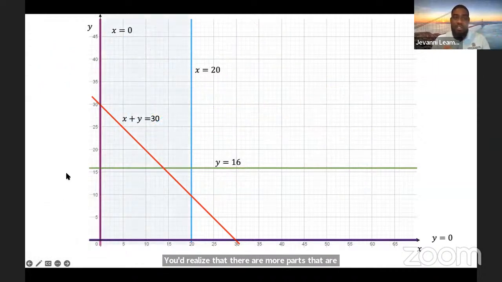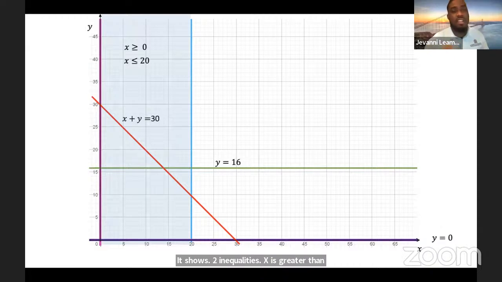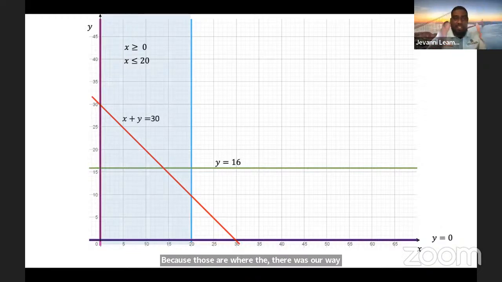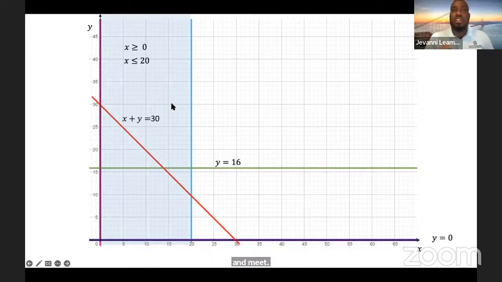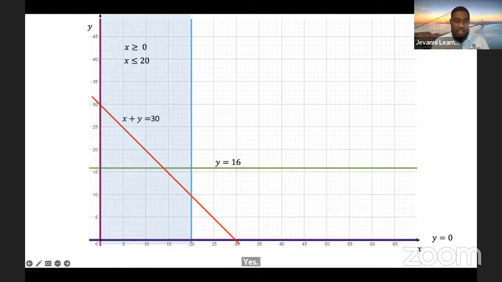Okay, sir. So this is how we get that little light color right there. It shows 2 inequalities. X is greater than or equal to 0 and x is less than or equal to 20, because those are their borders, right? That's where they come together and meet, right? Yes. So we're going to the next inequality that I need. That inequality, I have x, what is it? Oh, sorry. I have the next one.